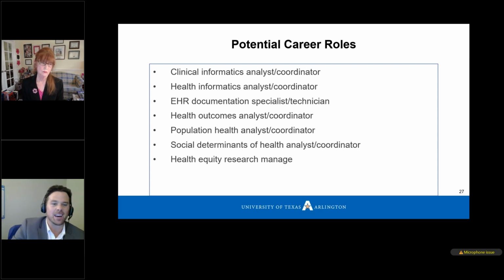There's a lot of potential career roles. As we heard about, this is a really growing field. And so these are just a slice of what you can do with this certificate. Clinical Informatics Analyst Coordinator, Health Informatics Analyst Coordinator, EHR Documentation Specialist Technician. You also get Health Outcomes Analyst Coordinator, Population Health Analyst Coordinator, Social Determinants of Health Analyst Coordinator, and Health Equity Research Manager. So you have a lot of opportunities.